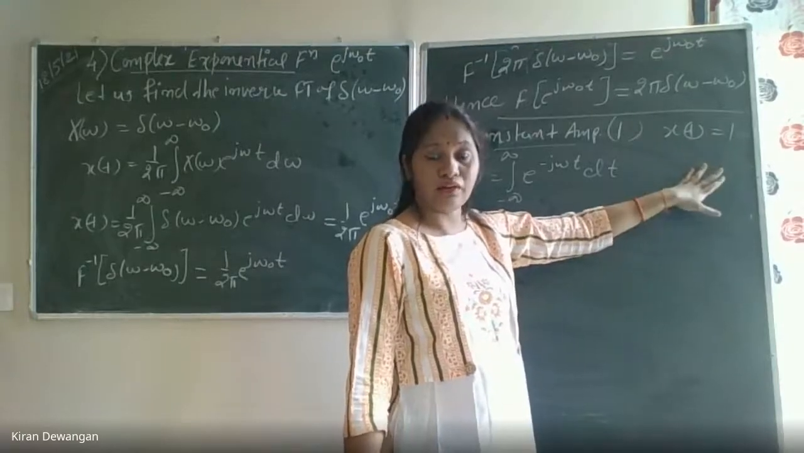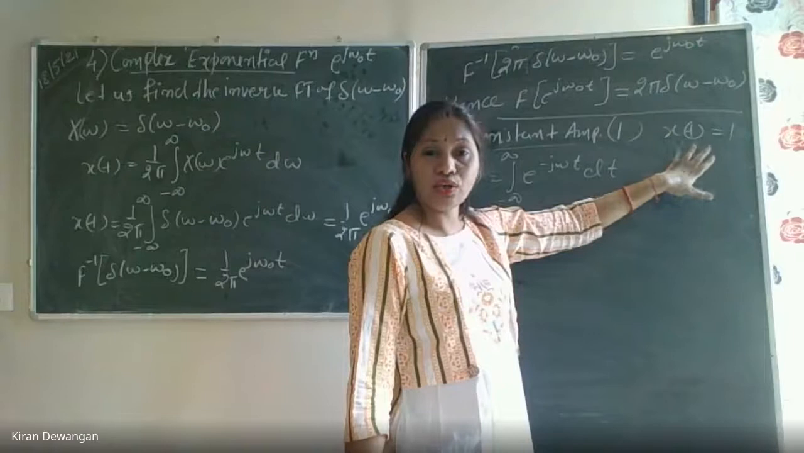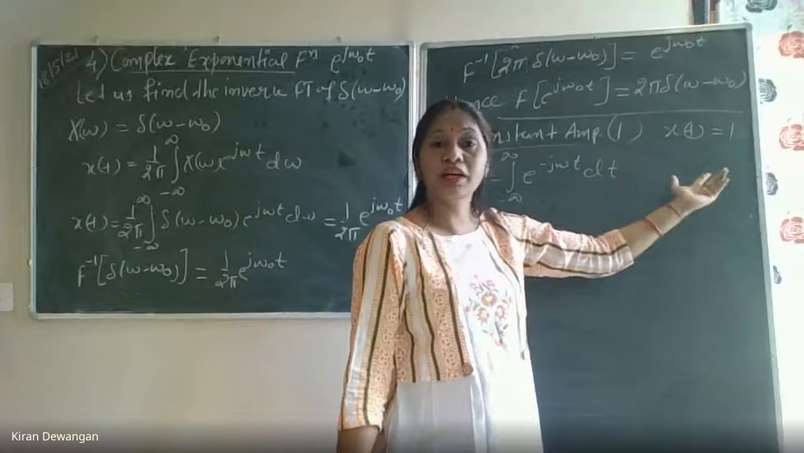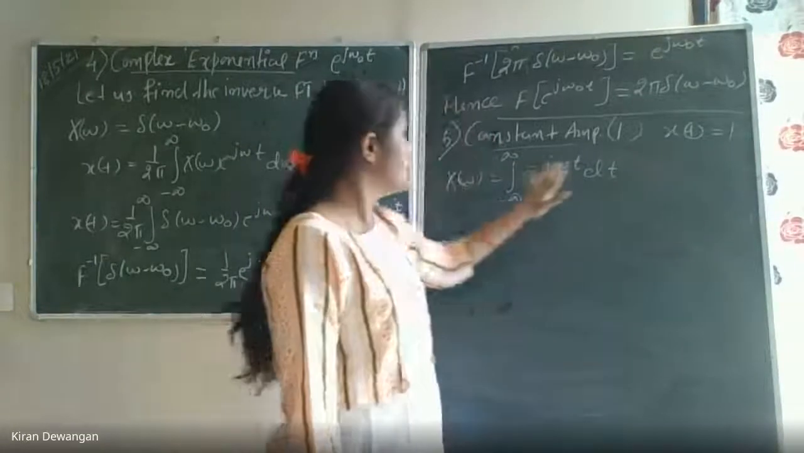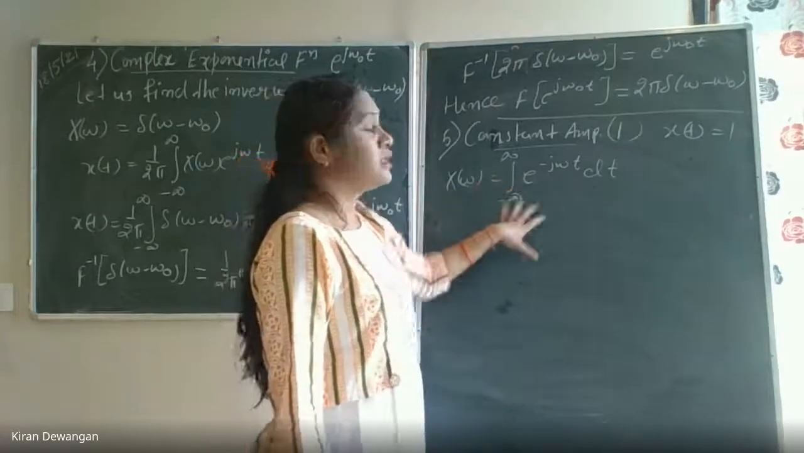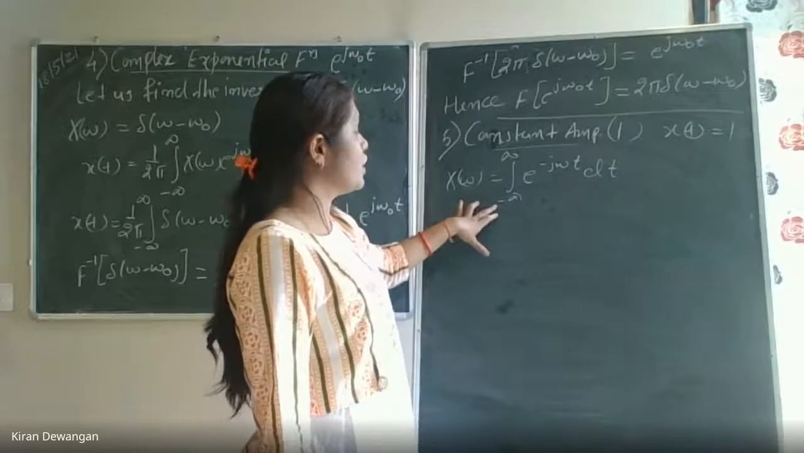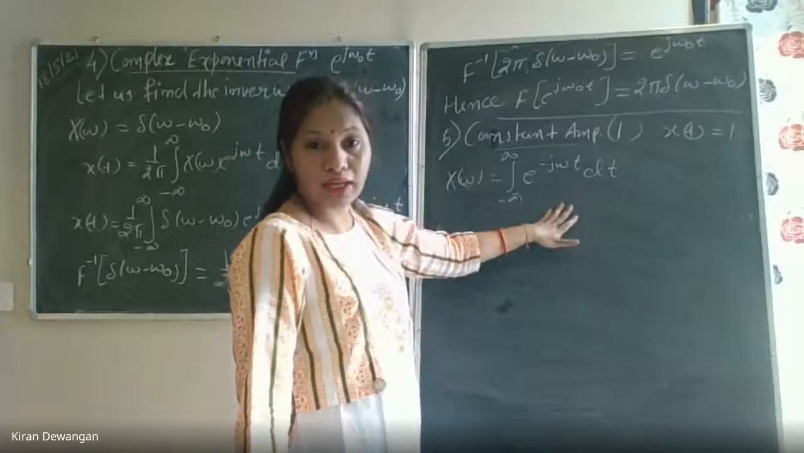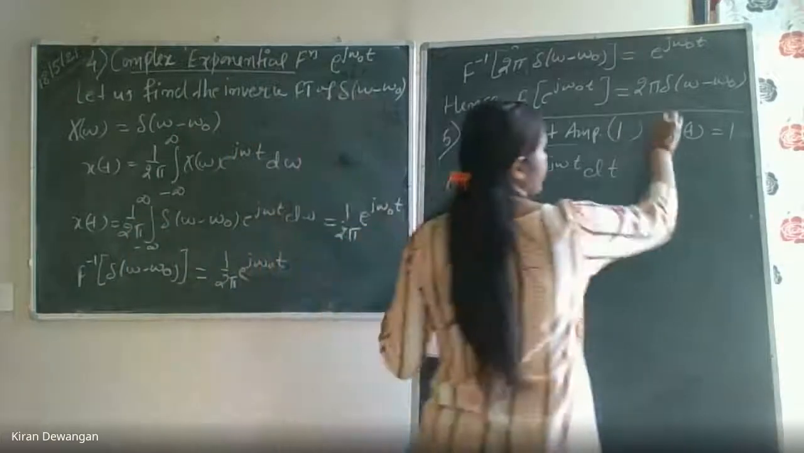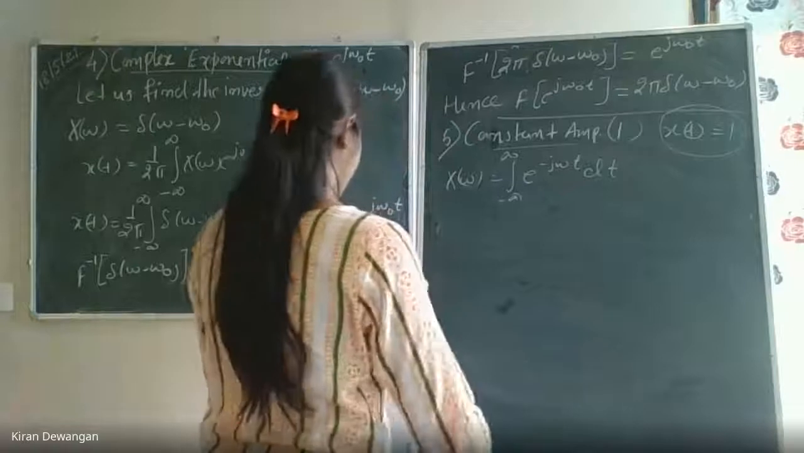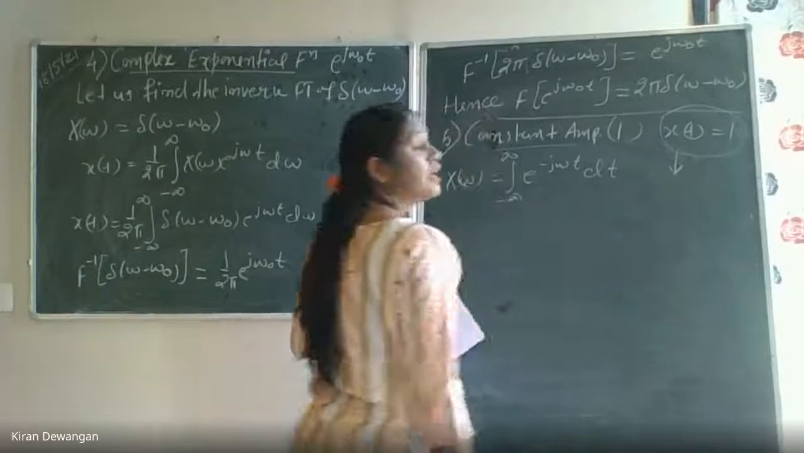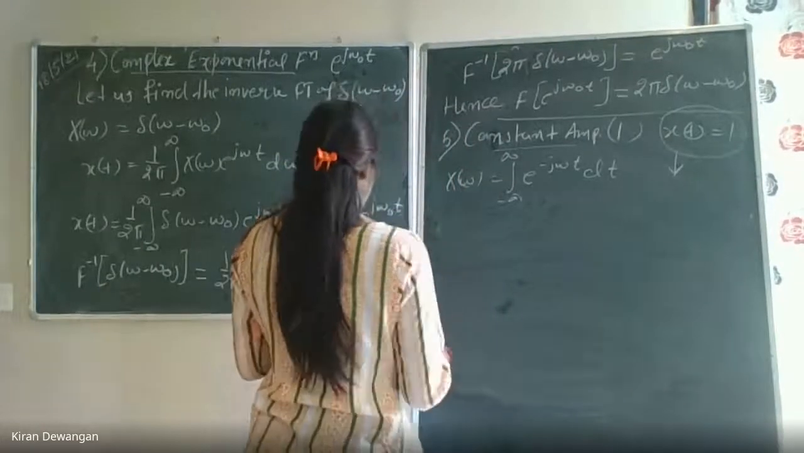integrable and it has the finite value. It is integrable, meaning if we take the integration from minus infinity to infinity of the mod of x(t) dt, it will have a finite value. So e to the power minus j omega t dt, this one will not have the value; if we integrate from minus infinity to infinity we may not get the proper answer. Okay, so in this case also x(t) is not absolutely integrable, and we cannot find the Fourier transform directly.